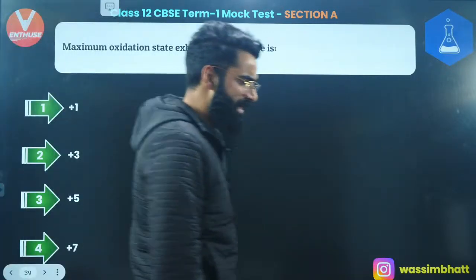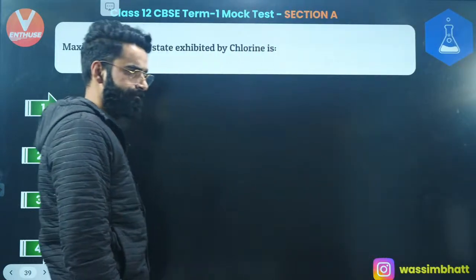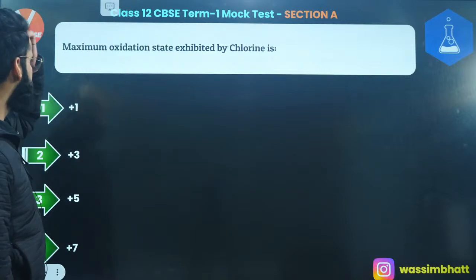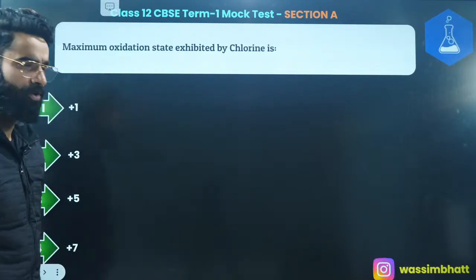Maximum oxidation state exhibited by chlorine is? What do you think about this? Maximum oxidation state exhibited by chlorine. What is going to be the maximum oxidation state of chlorine?